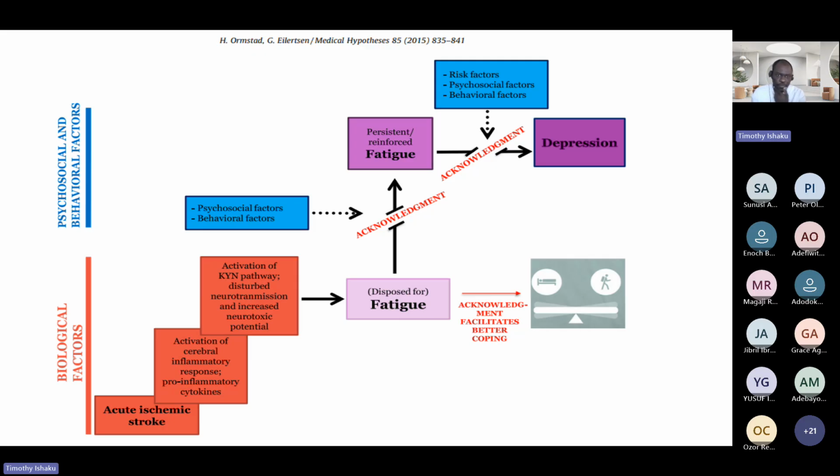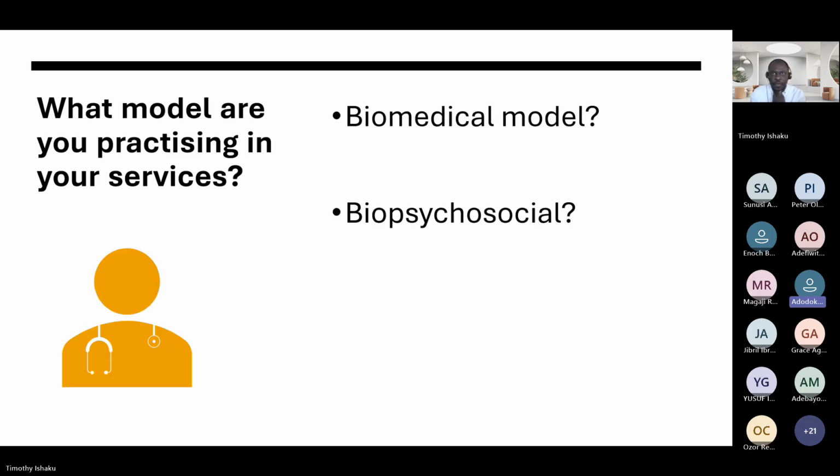Excellent. Thank you so much for the contribution. Anybody, in terms of reflecting on your practice, what do you think? The same question. In your practice, what model are you using, and how does it look in your practice? I believe we're experts in our field. Just taking a bit more, what model are we using and how does it reflect in our practice?